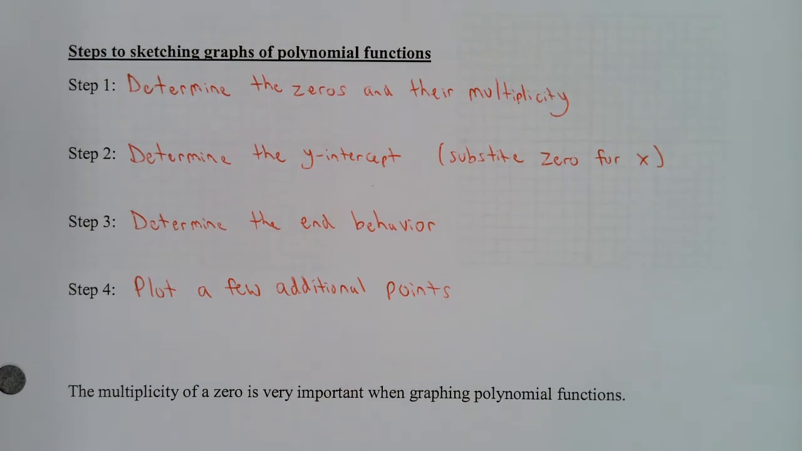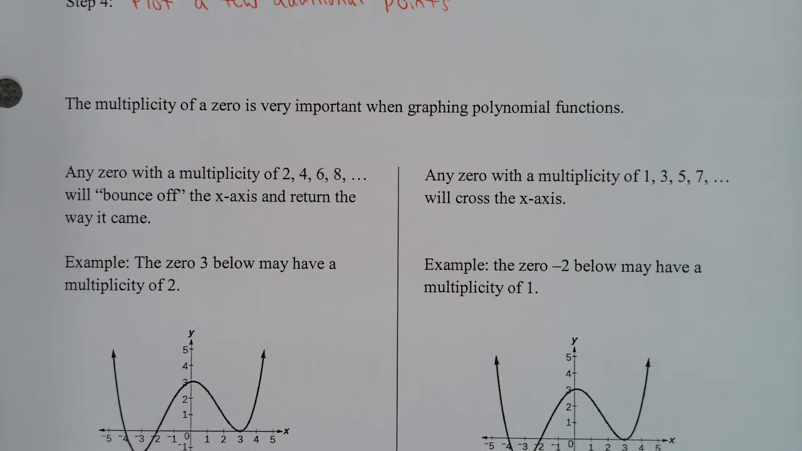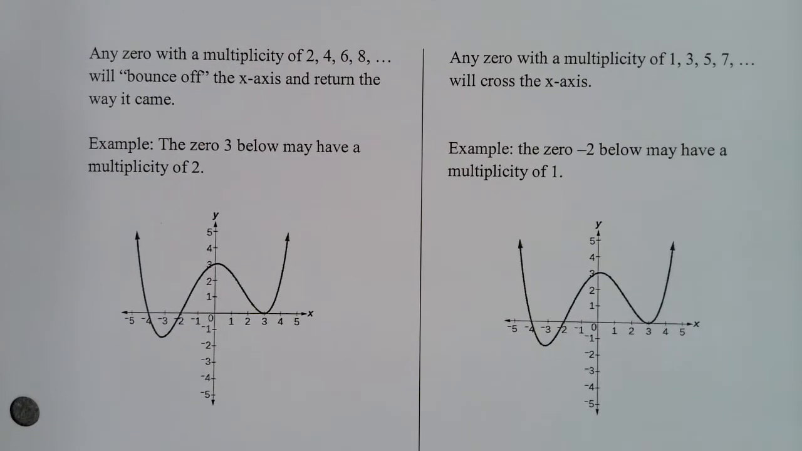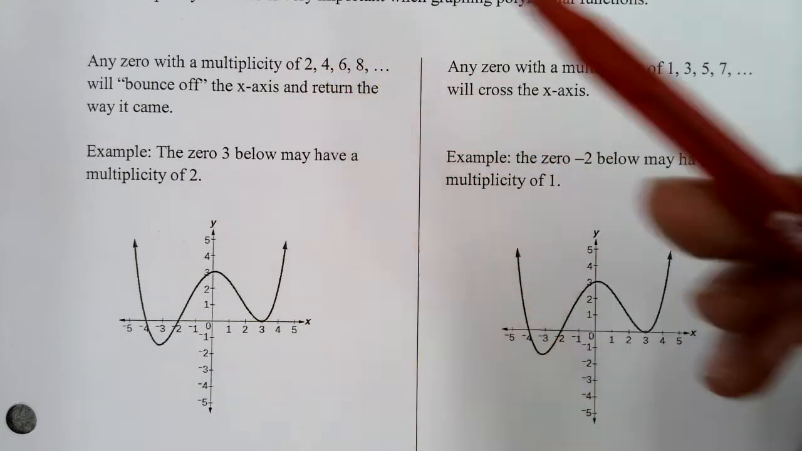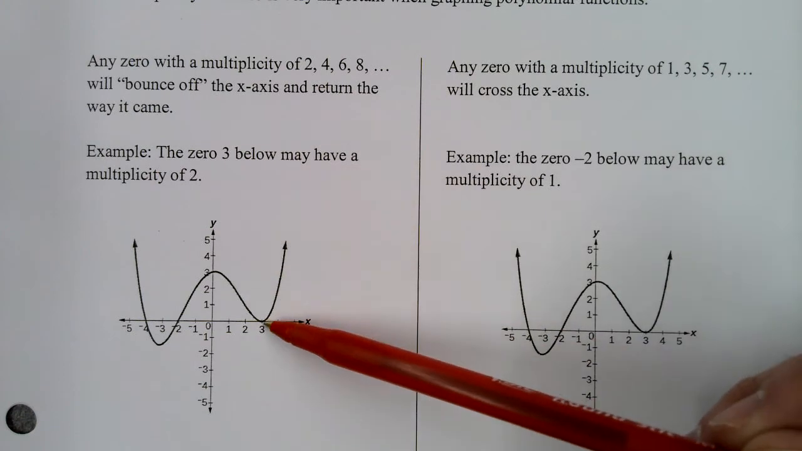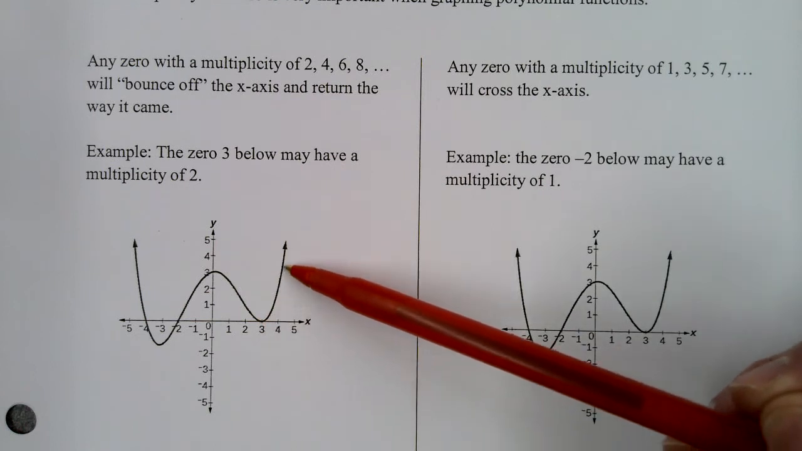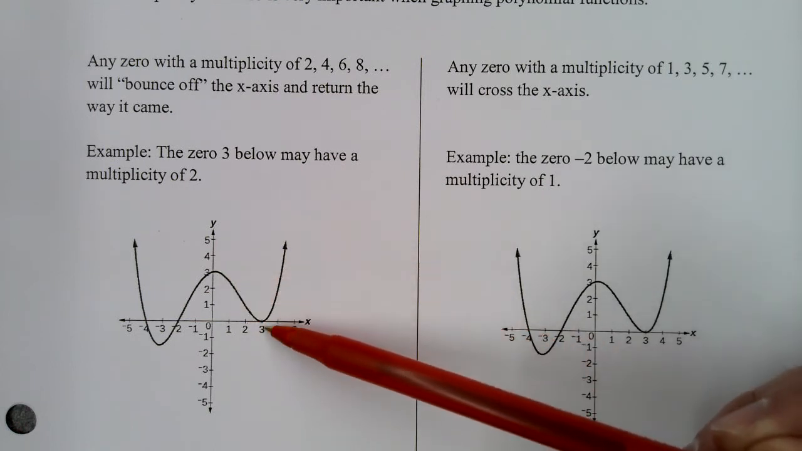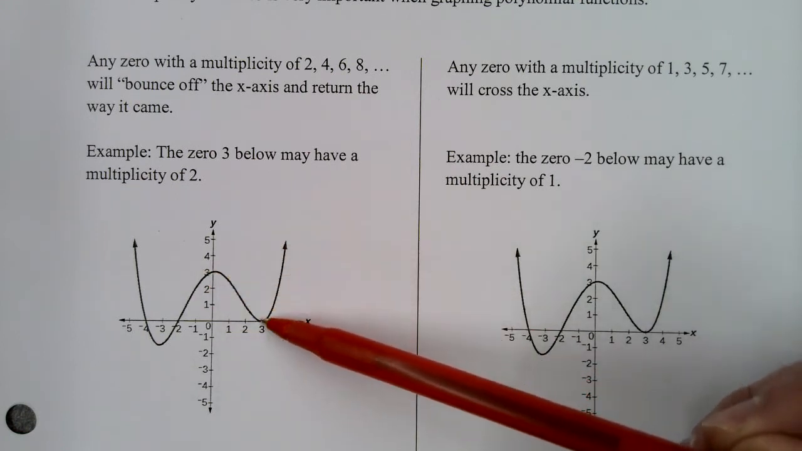Okay, so like I mentioned before, the multiplicity of a 0 is very important when graphing polynomial functions. Hopefully you remember this from lesson 2. Any 0 with the multiplicity that's even, for example, 2, 4, 6, 8, will bounce off the x-axis and return the way it came. So for example, the 0 of 3 may have a multiplicity of 2 because look, it bounces off of it and it comes back. It definitely has an even multiplicity. I can't say for a fact that it's 2, but since it bounces right off, it definitely has an even multiplicity.